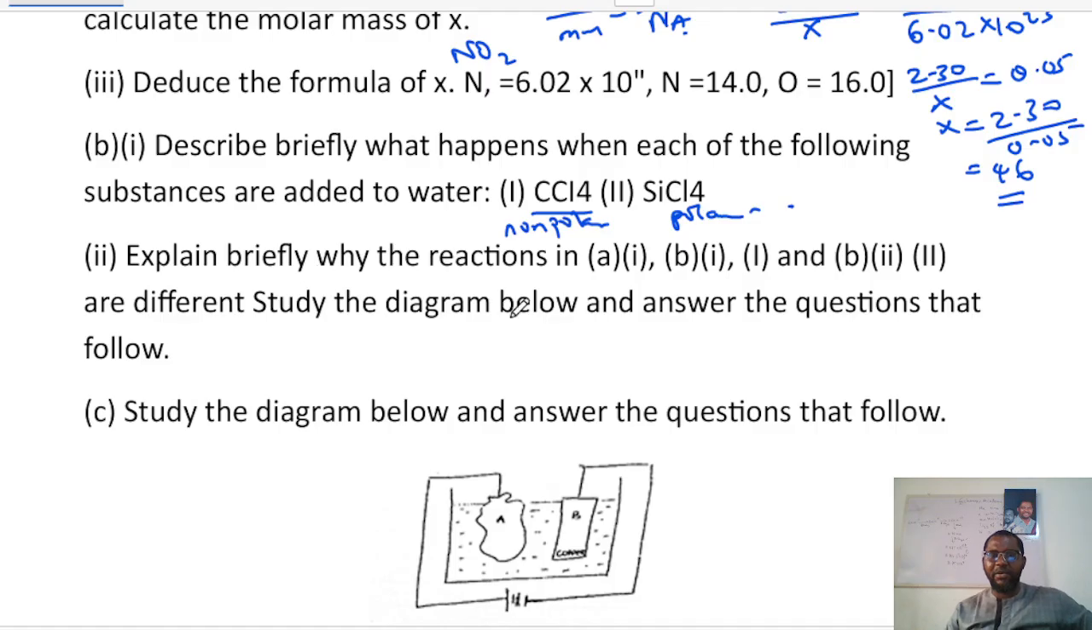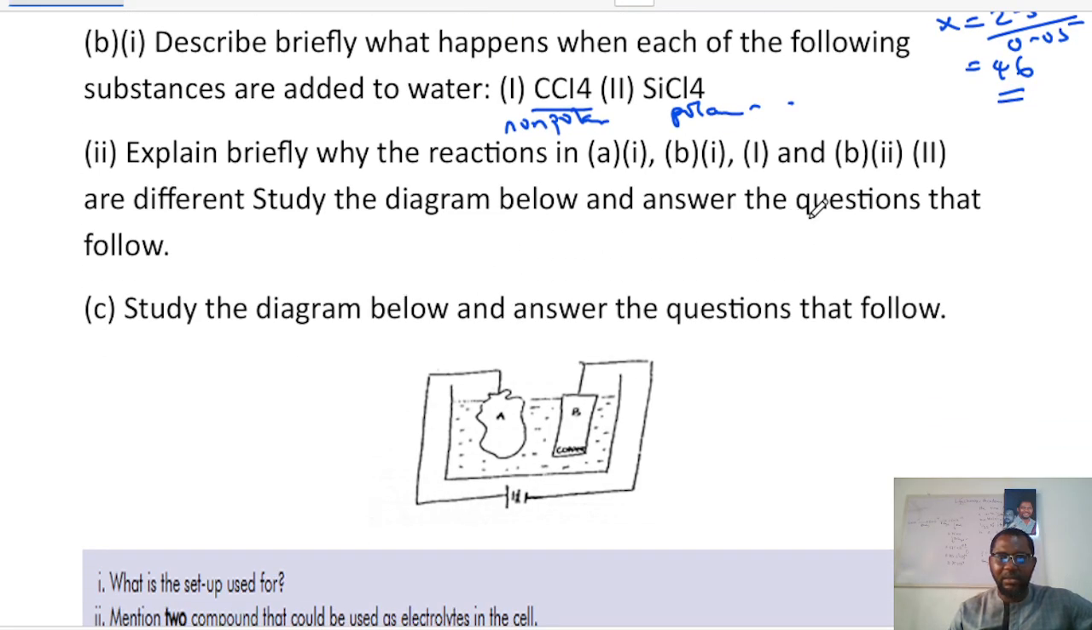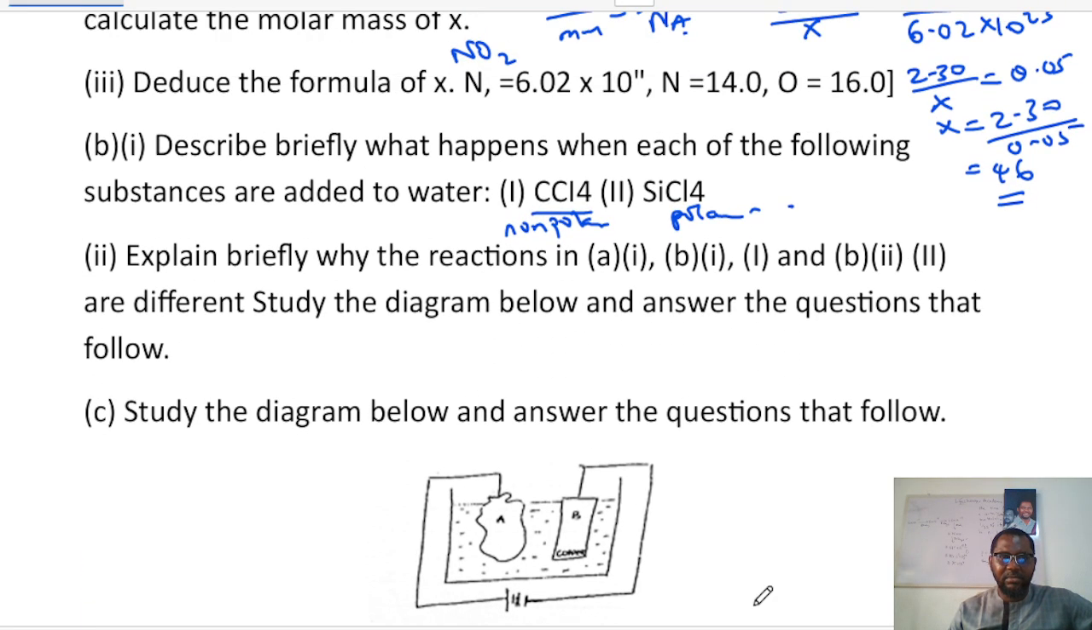Now explain briefly why the reactions in AI, BI, okay. That looks like there is a problem with that question.